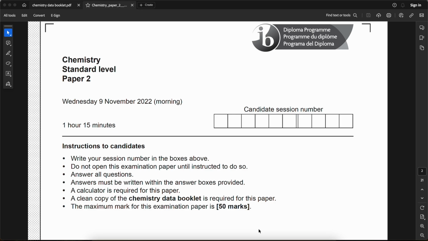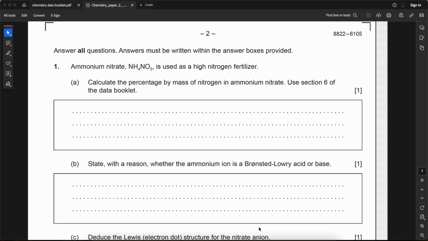Today I'm going to explain Chemistry Standard Level Paper 2, November 2022. And let's get started. Ammonium nitrate, NH4NO3, is used as a high nitrogen fertilizer. Calculate the percentage by mass of nitrogen in ammonium nitrate. Use section 6 of the data booklet. So to find the percentage mass, that would be the molar mass of N divided by ammonium nitrate times 100. That would be 2 times 14.01 divided by 80.043 times 100. Why 2? Because there are 2 N right here. So you will get 35%.